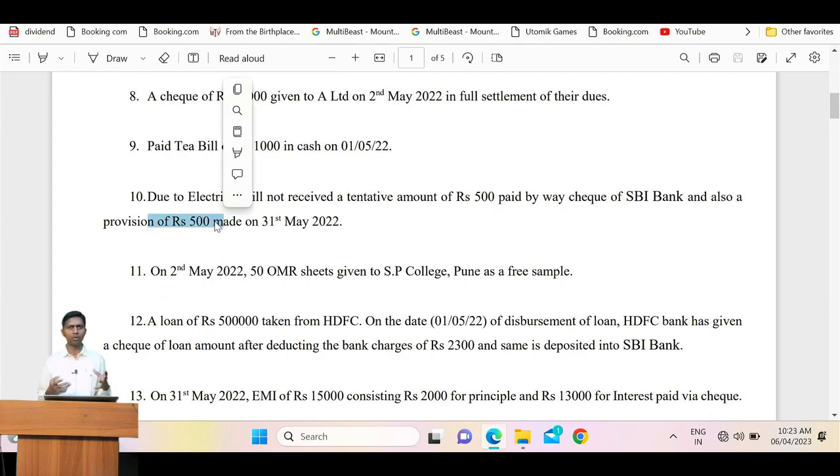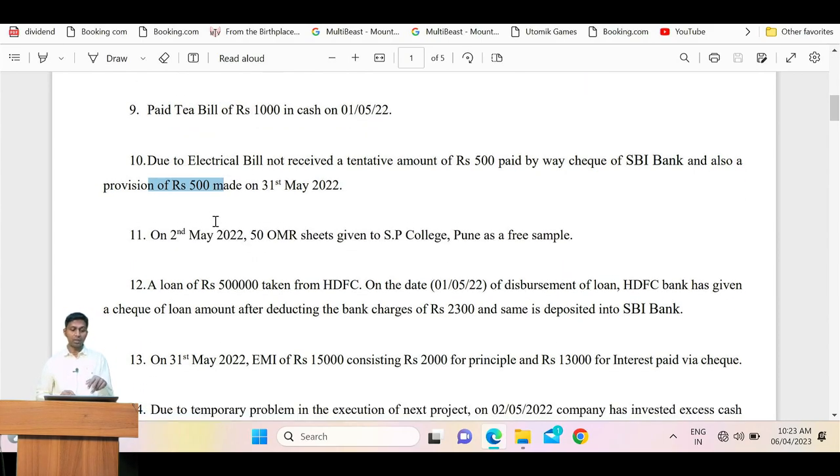We are not sure about the amount, therefore we paid 500 and we will provide 500. That means by solving this 10th question, you will come to know how to make the provision in books of accounts.